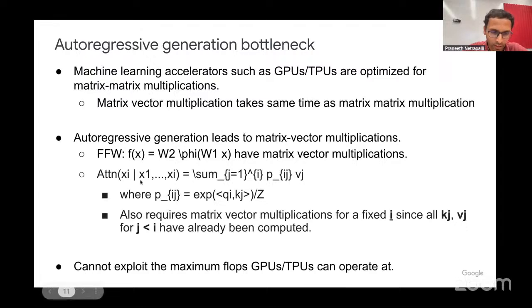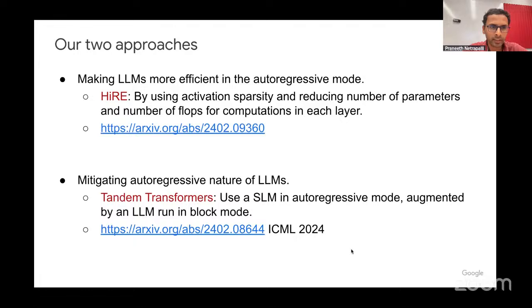Similarly, in the attention layer, we again have matrix vector multiplications, because the key component is computing the inner product of qi and kj. If we only have a single i for which we are computing these attention probabilities, then all of the past kjs form a matrix, and we are multiplying only with the current qi. So this is again a matrix vector multiplication, which cannot exploit the efficiency that hardware like GPUs and TPUs can provide.